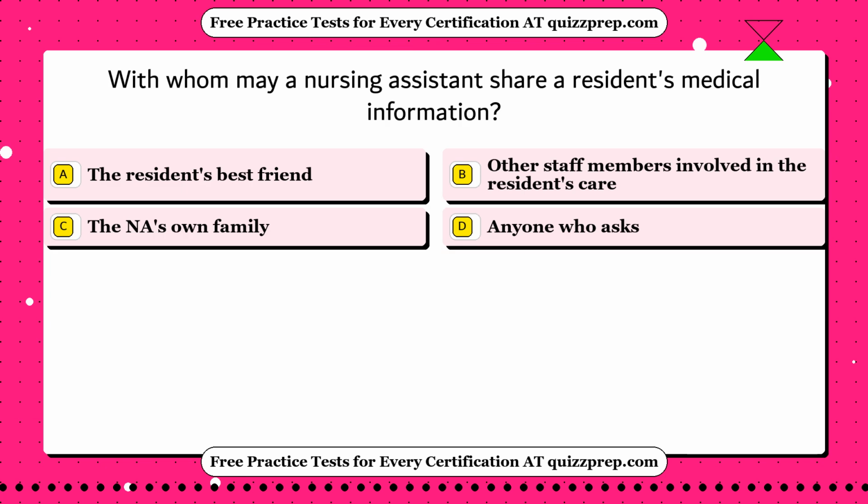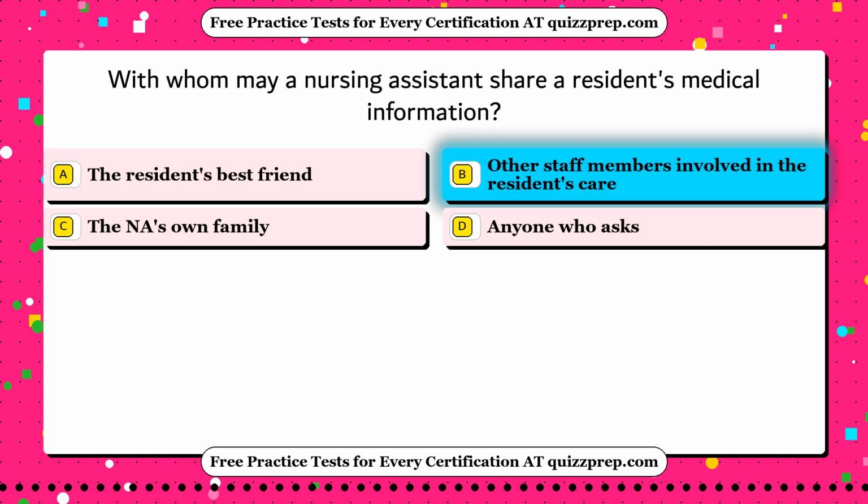Question 31. With whom may a nursing assistant share a resident's medical information? Option A, the resident's best friend. Option B, other staff members involved in the resident's care. Option C, the NA's own family. Option D, anyone who asks.